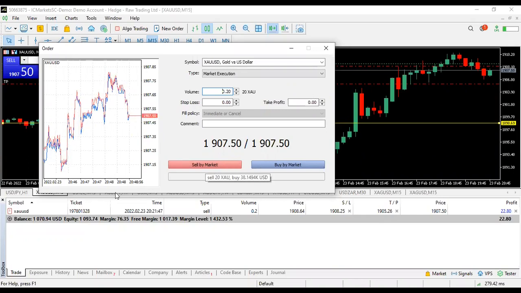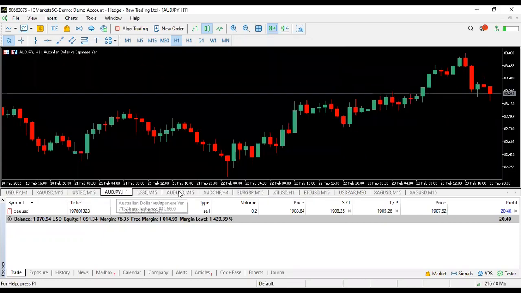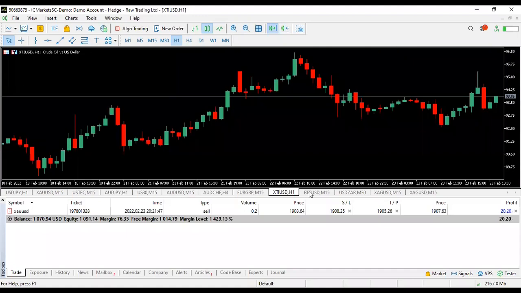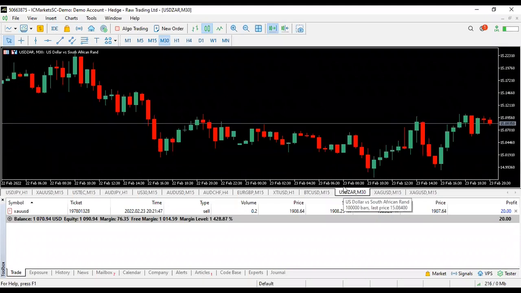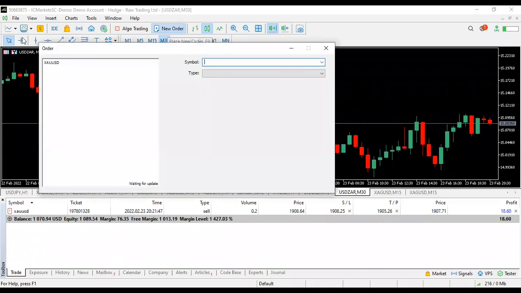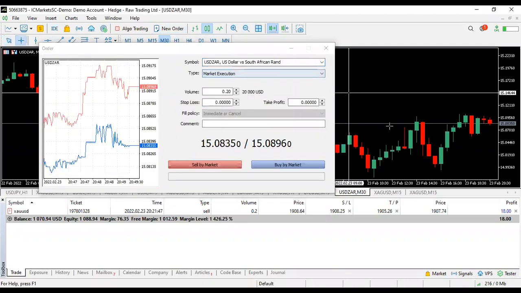Where are we going to be buying? I know this one is not a buy, I'm just guessing. This one looks like a buy. Let's buy USD. Let's say we want to place a trade of the US dollar and the rand. Okay, let's say we want to buy here.